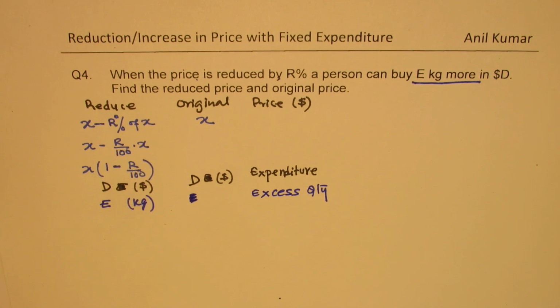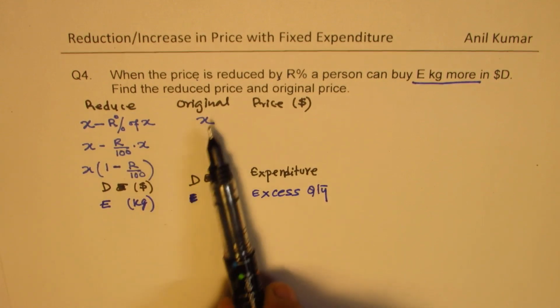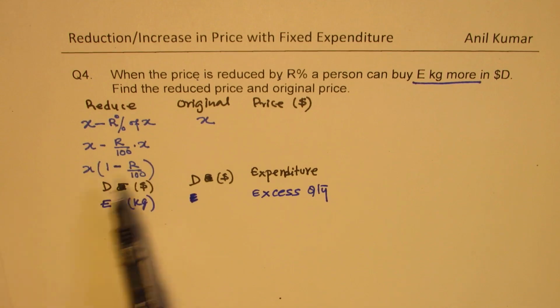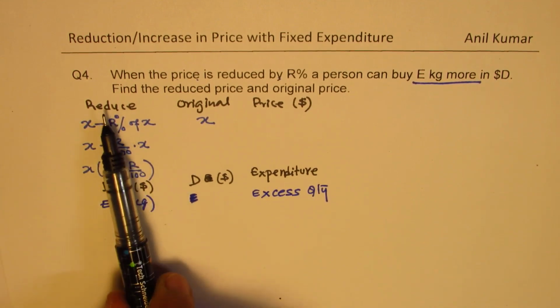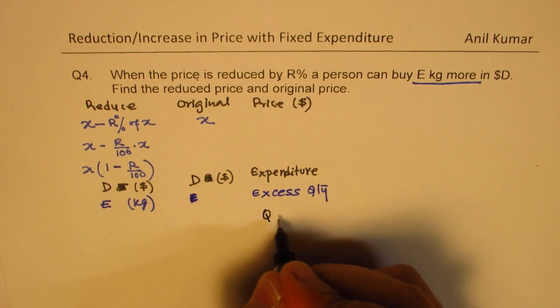Correct. Okay. Now, let us see what you can actually do when you have $D and the rate is X. When you have $D and the rate is this much, then what is your quantity? Let's write down the quantity you can buy.